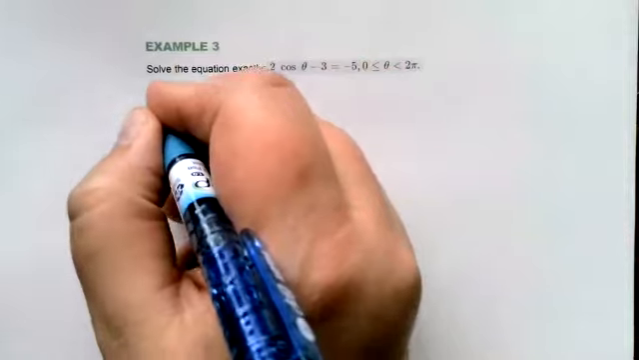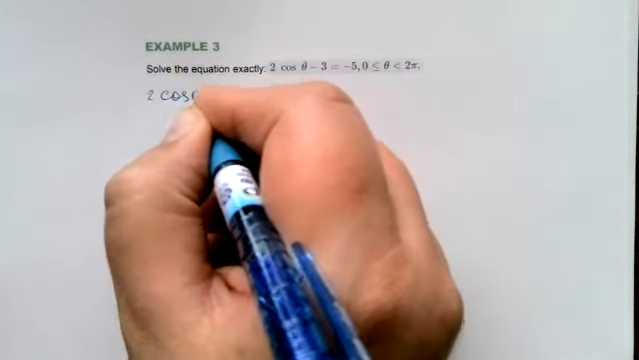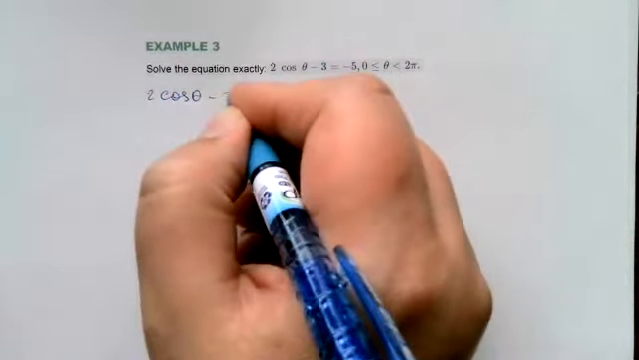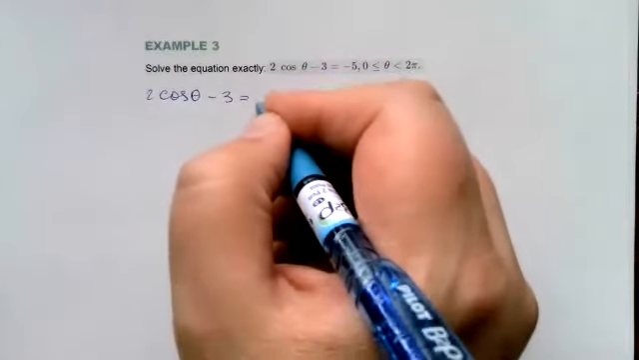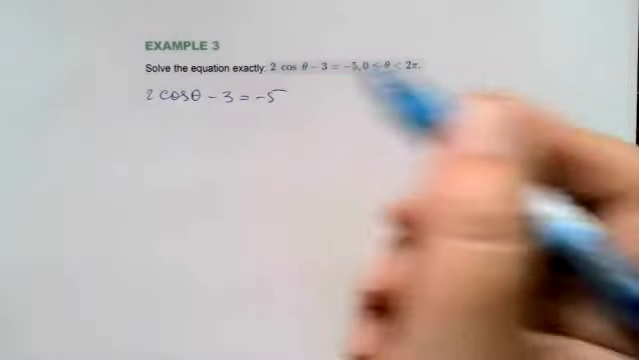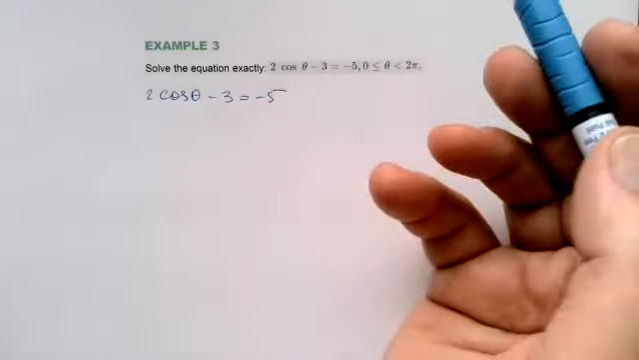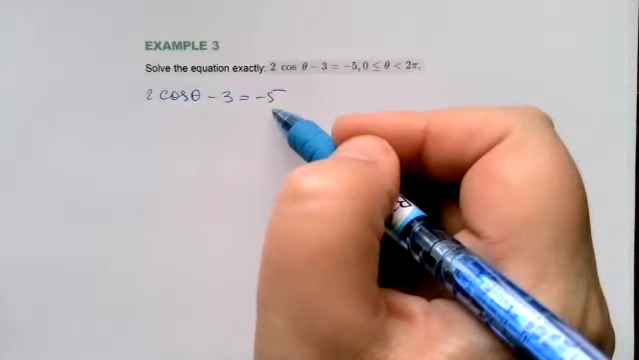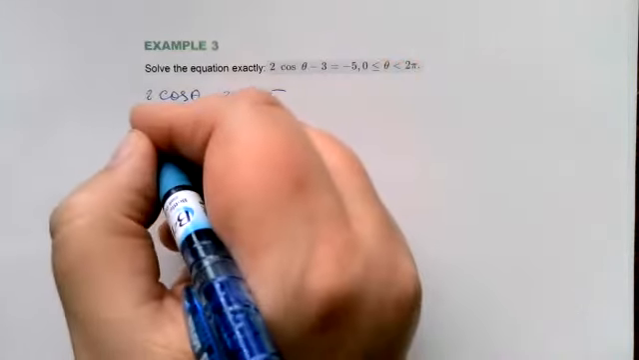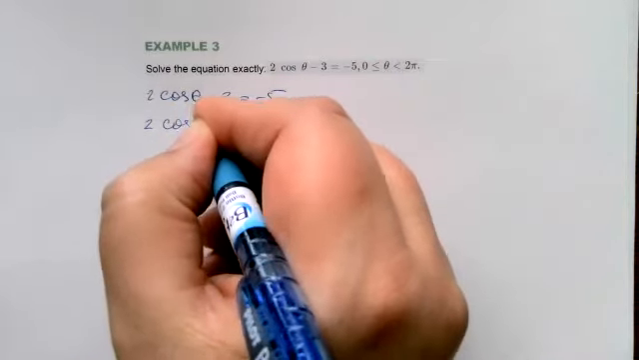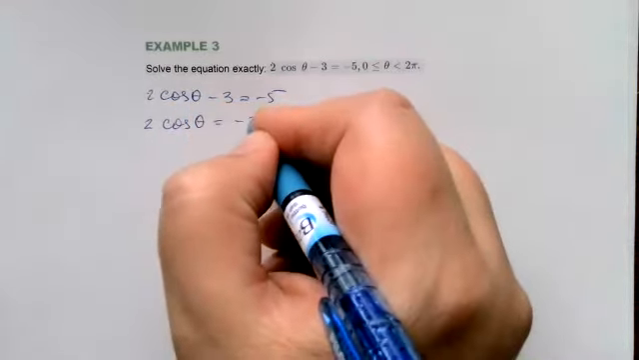We're going to isolate our variable. And once we're done with that, then we're going to solve that resulting trigonometric equation. So let's do that. I'm going to copy it: 2 cosine theta minus 3 equals -5. If this was x, how would you solve this equation? Well, we would add 3 on both sides. So we would have 2 cosine theta equals -2.